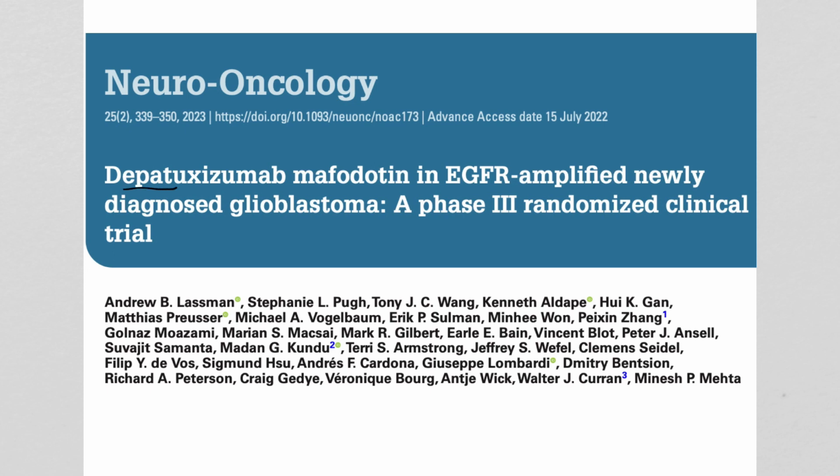Okay, so this is, right, same drug, that's our ADC, and we're testing it out in a phase 3 randomized trial in, right, EGFR amplified newly diagnosed glioblastoma. So they're looking for patients that got a recent diagnosis, and that's critical because unfortunately glioblastoma does not have a long survival rate at all. So it's important to move quickly.